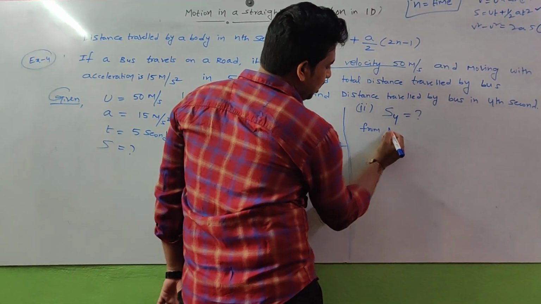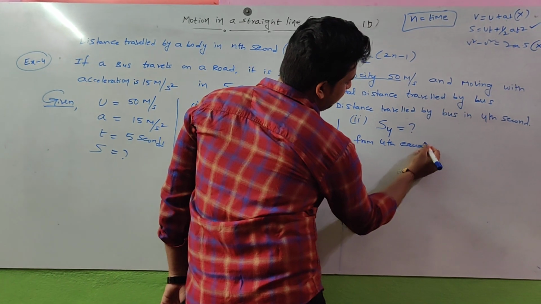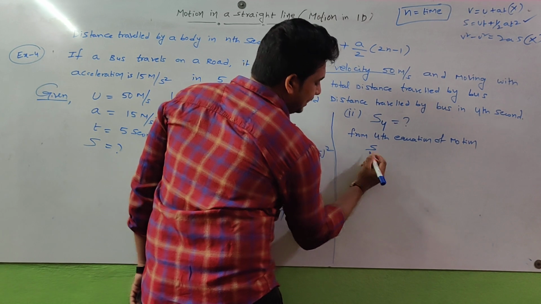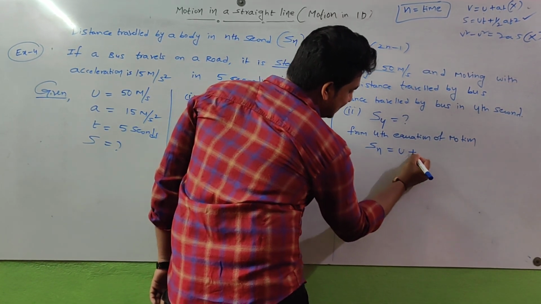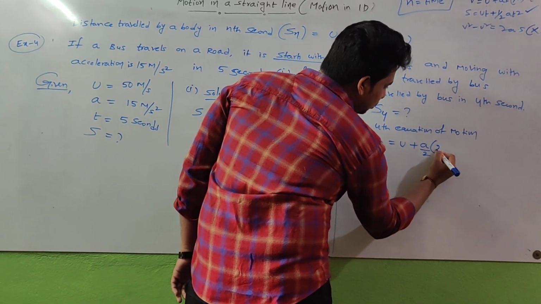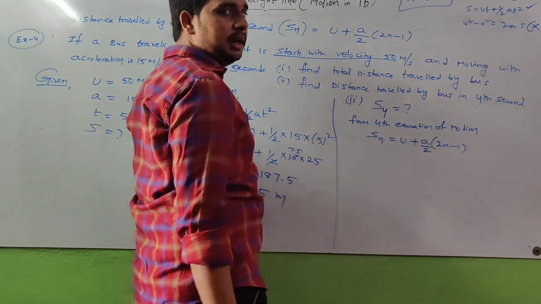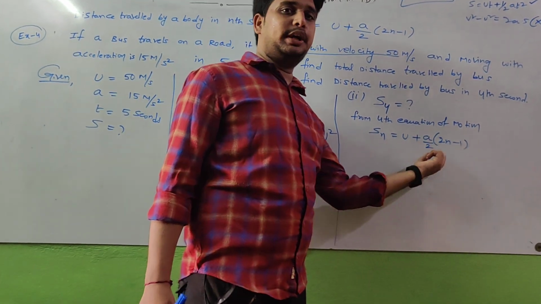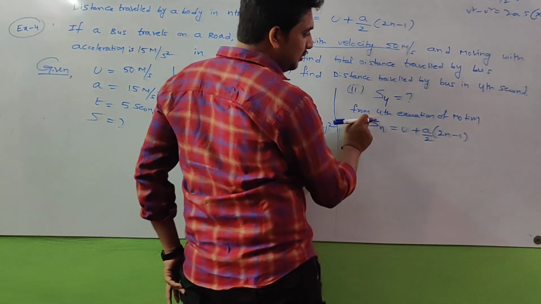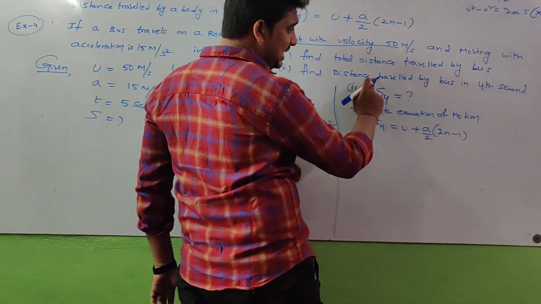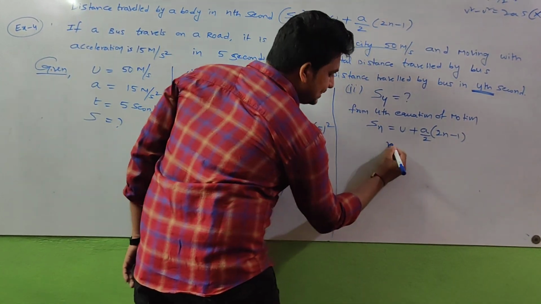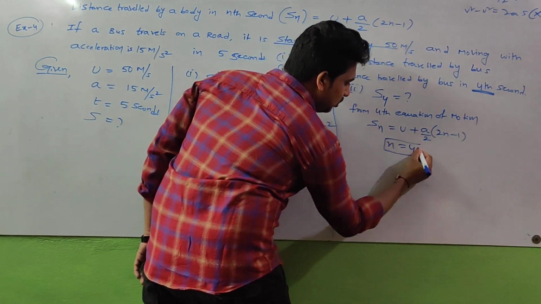From the fourth equation of motion, the formula is Sn is equal to u plus a by 2 into 2n minus 1. This is the formula for this one. So what do we need to find? The distance traveled by bus in the fourth second. That means the n value here is 4. n is equal to 4.